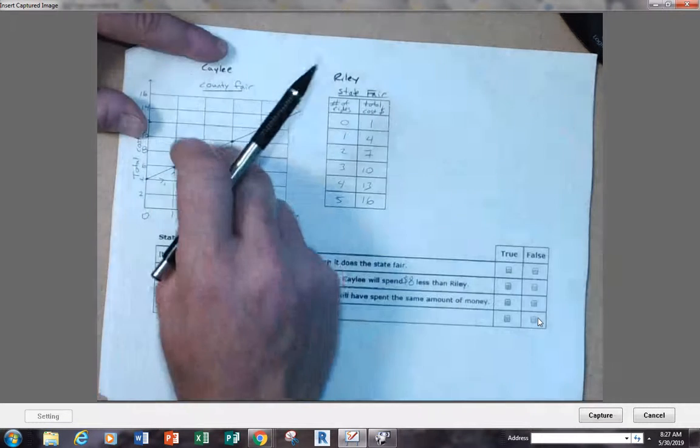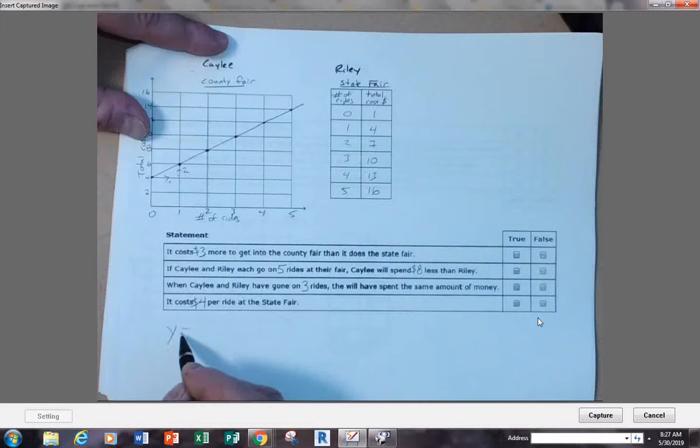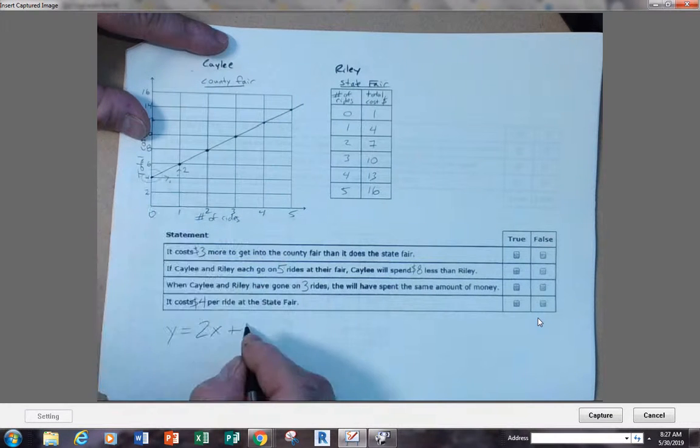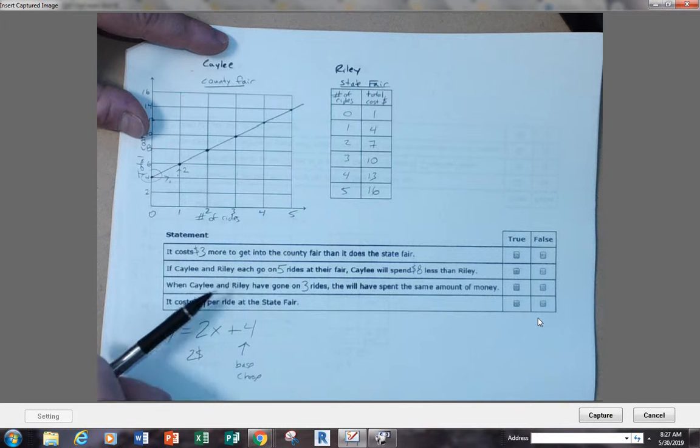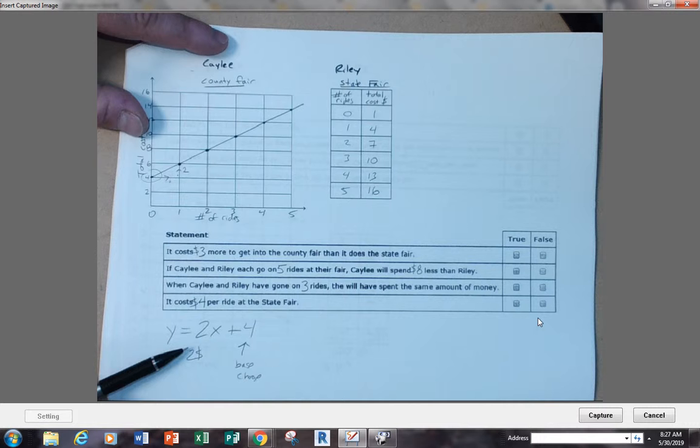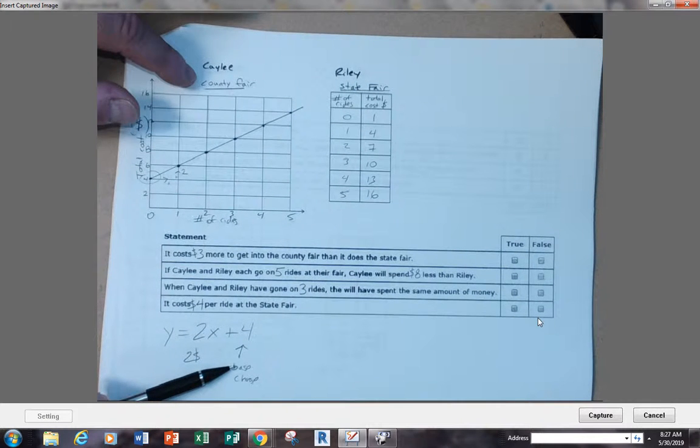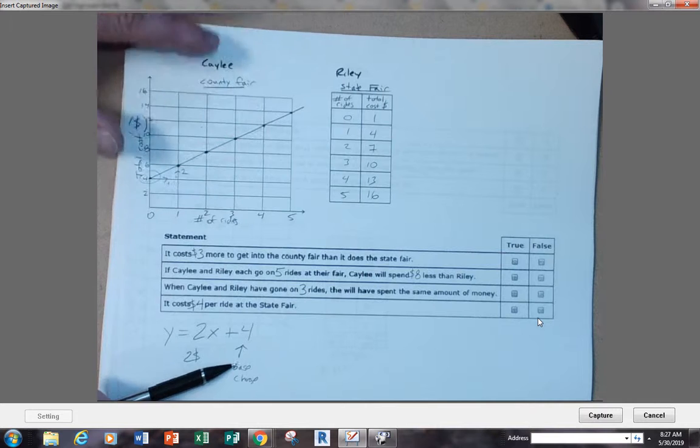So Kaylee's equation is y equals 2x plus this y-intercept number, 4. And again, this is telling you she's paying $2 per ride. That's what this one's saying. And $4 right here is her base charge, or for this scenario, how much she's paying to get into the fair. So Kaylee's spending $2 per ride, and to get into this county fair cost her $4. That's what I get from this graph. Same thing from the table.